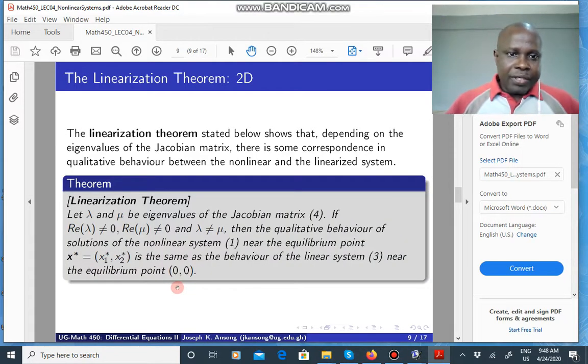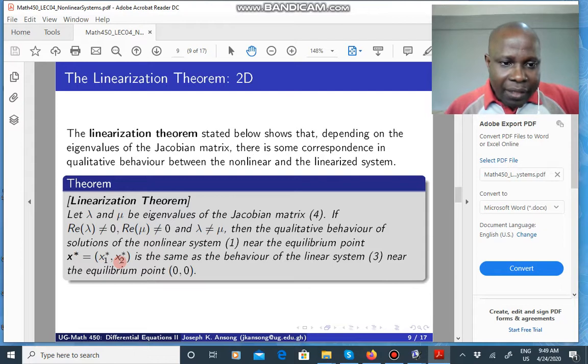And so the linearization theorem states that if you have lambda 1 and lambda 2 as eigenvalues of the Jacobian matrix, all right, if the real part of both eigenvalues are non-zero, and if the eigenvalues are not repeated, they are not the same, then you can conclude that the qualitative behavior of the nonlinear system will be the same as that of the linear system around the fixed point. Okay, that's all the linearization theorem says.